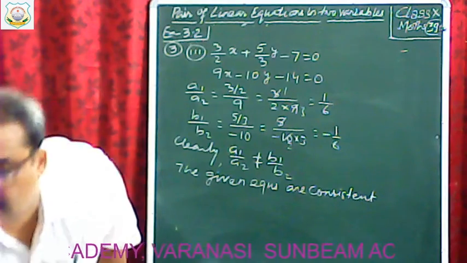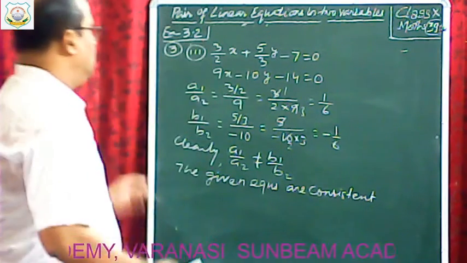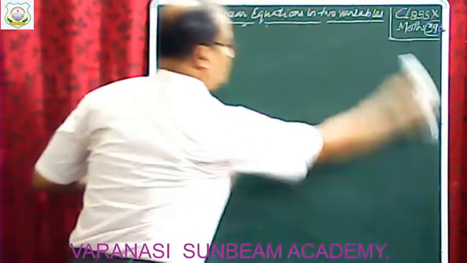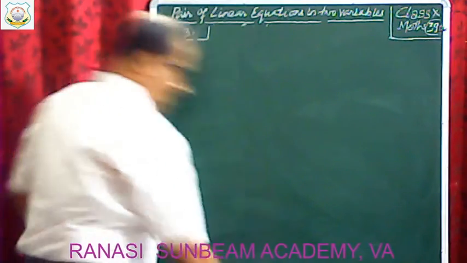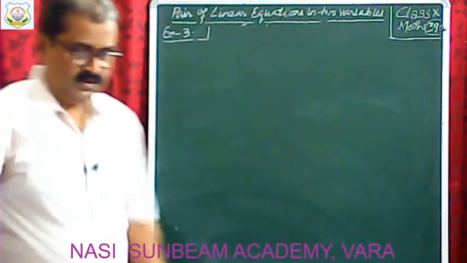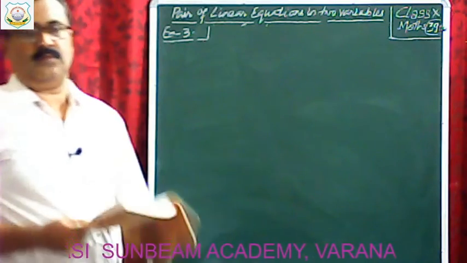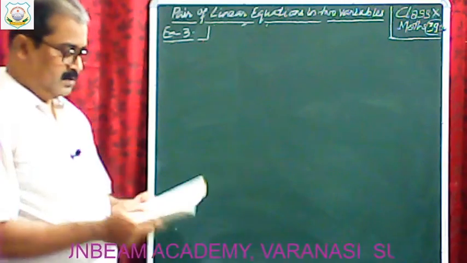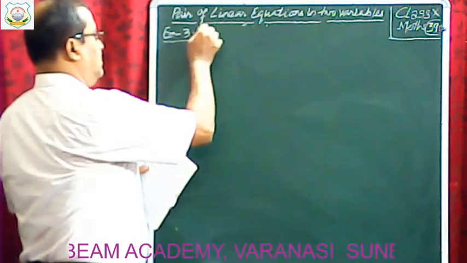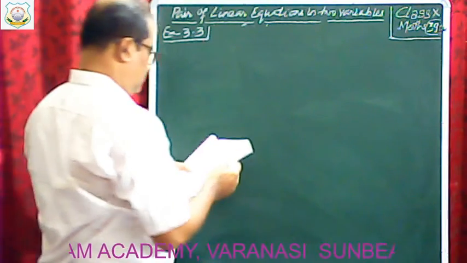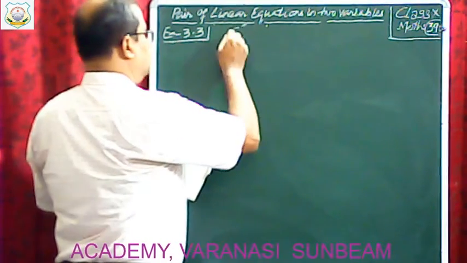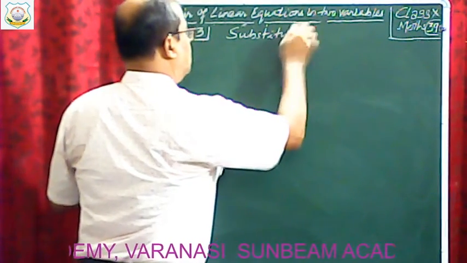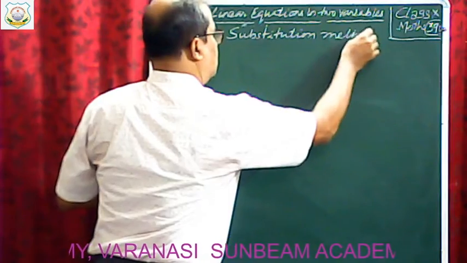Next, the graphical method you have seen. How to find out nature of solutions by comparing the ratios A1 upon A2, B1 upon B2, that also you have seen. Now come to next exercise, that is 3.3, substitution method.